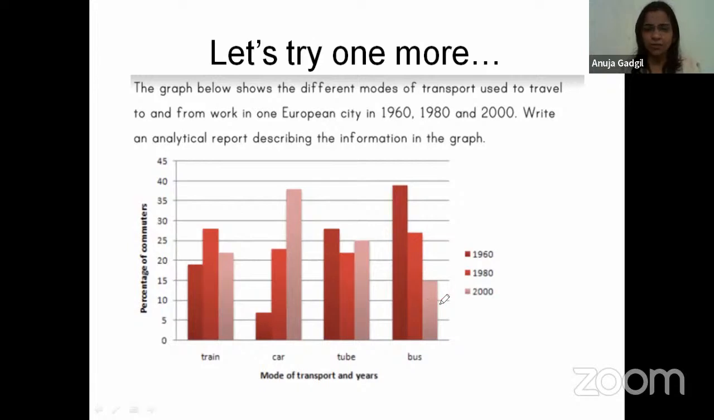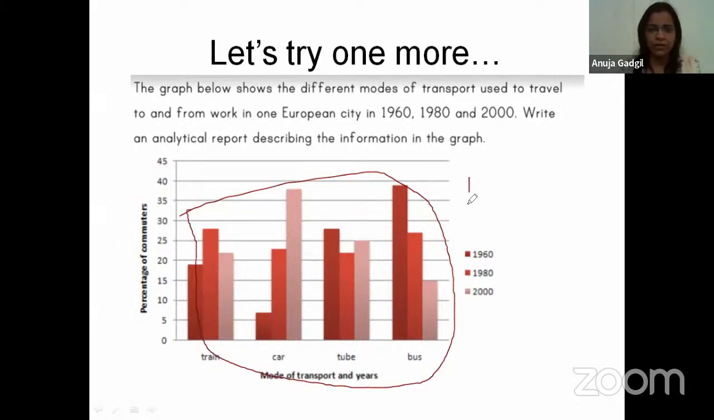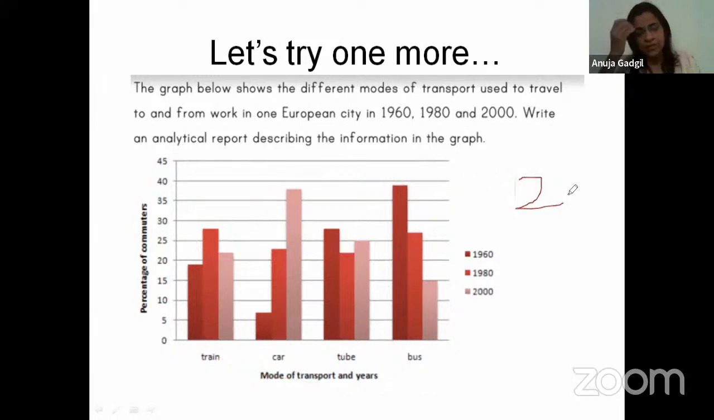Lesser and least number of people prefer going by bus as of the year 2000, because they have got other modes of transport. They have their personal vehicle like a car, or they travel by train or whatever. So make a comparative study of each and every mode of transport, compare it for different years. This way you can present this information in around 10 to 12 lines.